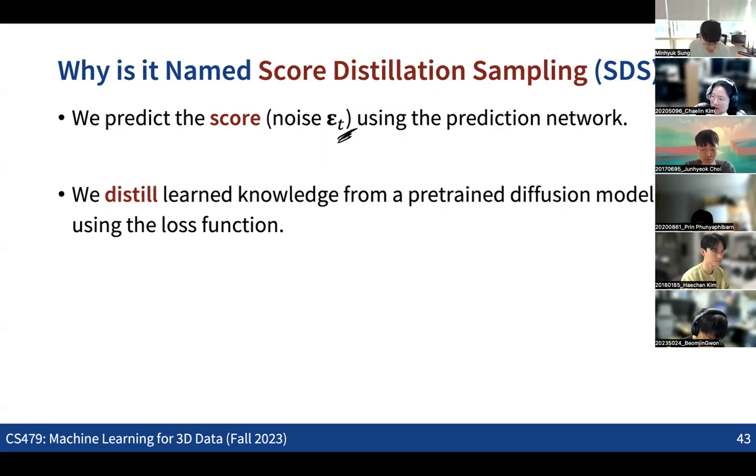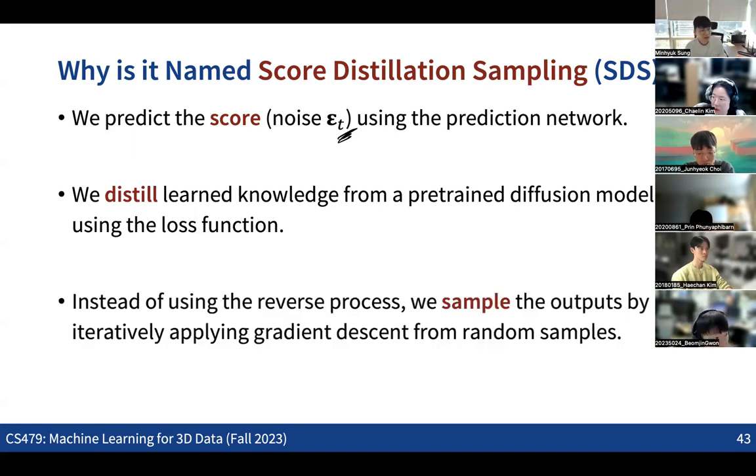And distillation comes from the fact that we are utilizing some prior information which is learned by the image diffusion models. We are assuming that the image diffusion models have learned some sort of prior knowledge about what realistic, plausible images look like. So we are distilling this learned knowledge from the pre-trained image diffusion models into making 3D objects that can be rendered into realistic images. That's why we have distillation here.